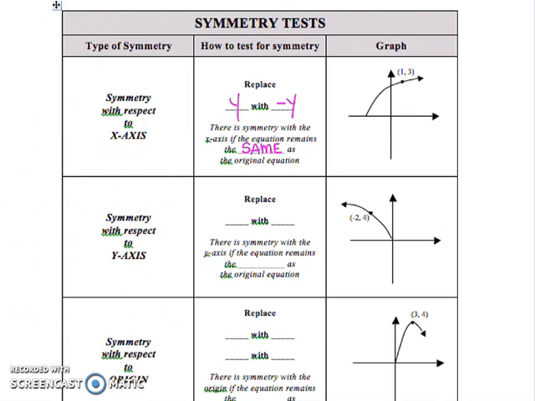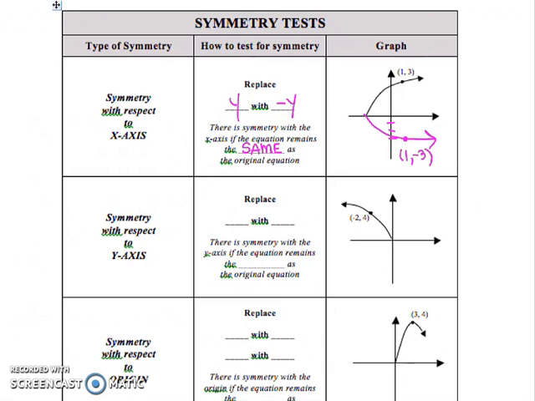So a graph that has symmetry with the x-axis, you can see this curve right here that has the point 1, 3. Well, if it's symmetric with the x-axis, then you would also have the point 1, negative 3 on the curve as well. And it would look like that.